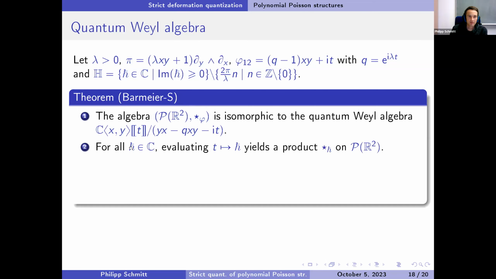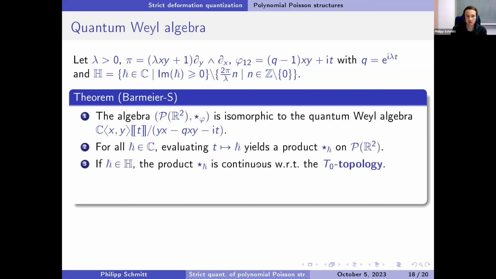I can evaluate my formal parameter to hbar for all possible values of hbar and obtain a product on polynomials. If you start with two polynomials, you write down a formula for this product, you see that phi will only appear finitely many times, or you only need finitely many reductions. So there will only appear a polynomial in q, and this will always be convergent because this formal power series converges for all possible values of hbar. So whenever I fix two polynomials, my product will converge for all possible values of hbar.